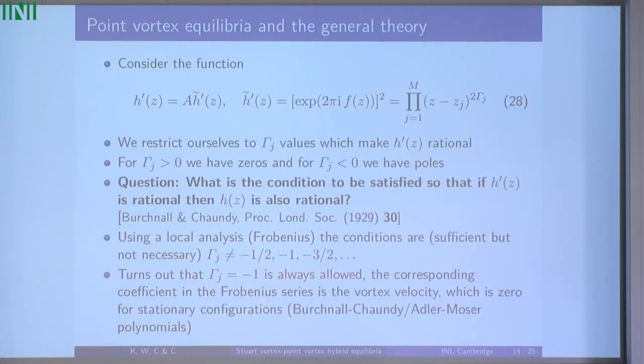Now gamma j is minus 1 basically corresponds to a form that looks like this, and what Bucknall and Chondi showed is that if you have this type of rational function, and if H is also a rational function, so basically these P and Q are called the Bucknall-Chondi polynomials, or they were constructed in a different way later. This is basically also the Adler-Moser polynomials. So if you like, this is sort of a physical proof, you could say, for why the Adler-Moser polynomials, I mean the Darboux construction, always gives you polynomials.